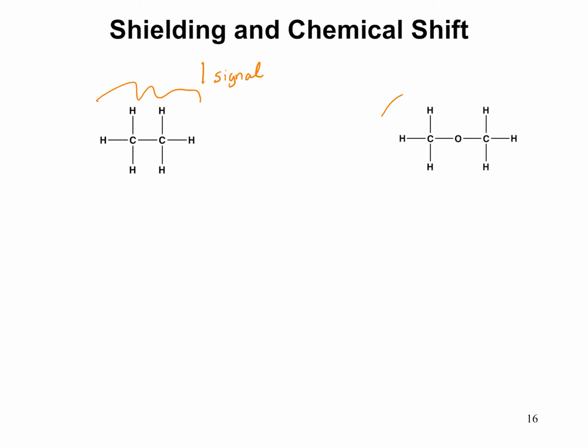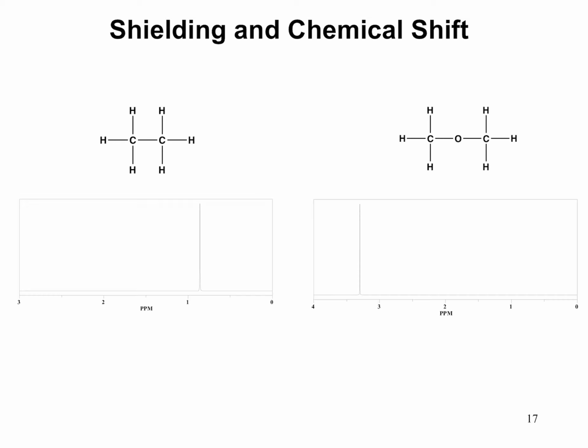How many signals would you expect to see in this molecule right here? All right, hopefully you say also that there's going to be one signal, right? Again, we can cut this in half, and they'd be equal on both sides. Therefore, they're in the same chemical environment. So when we actually look at the spectra, both of them have one signal, but one of them is showing up close to about 0.9 right here, and the other is showing up around 3.2.